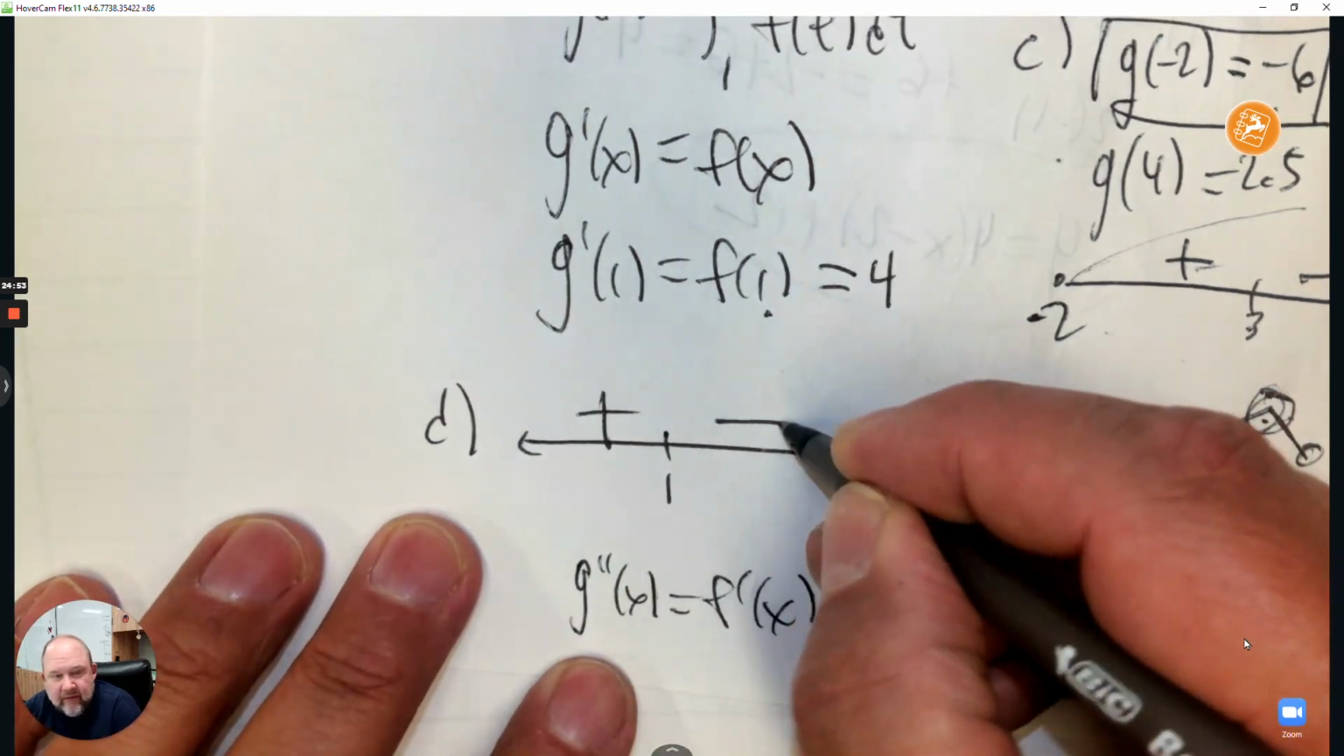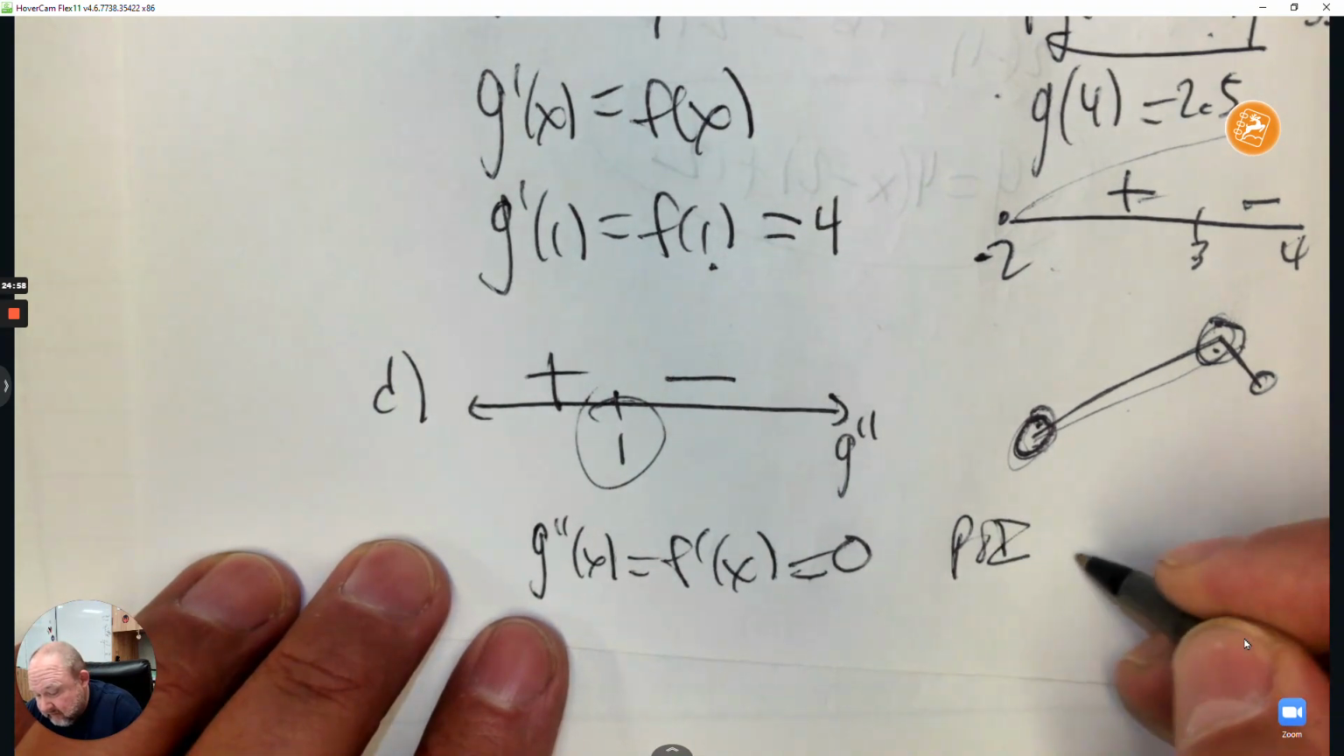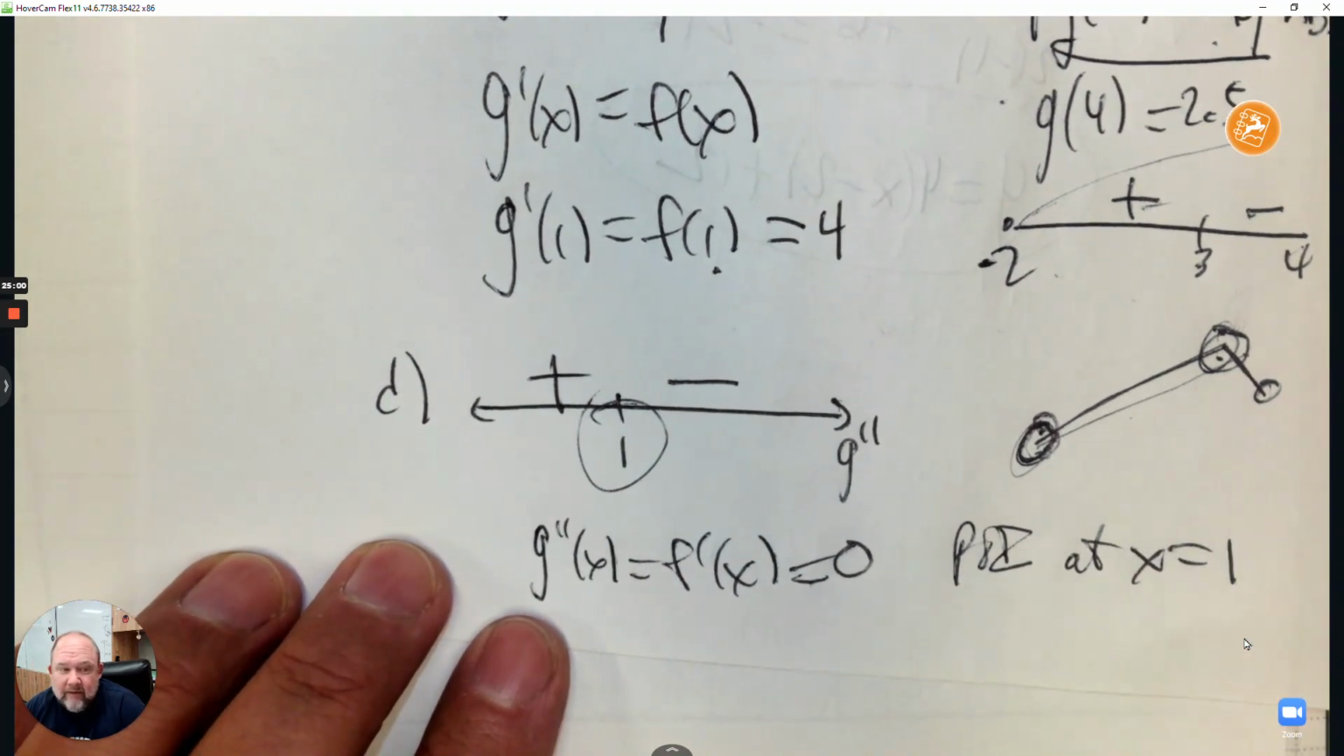So it increases and then decreases. There's a sign change there, and that's it. So the point of inflection is at x equals 1.